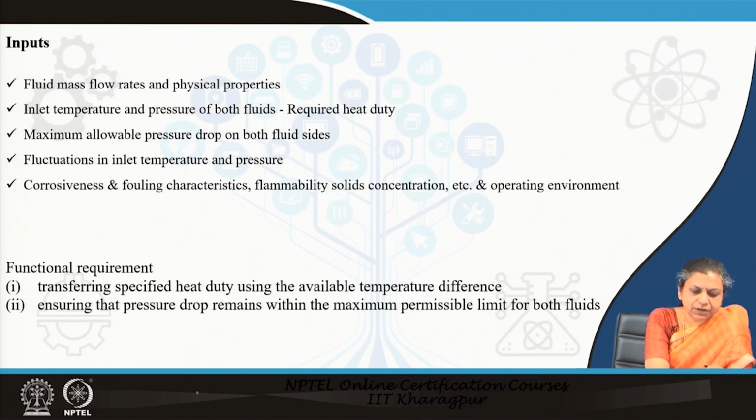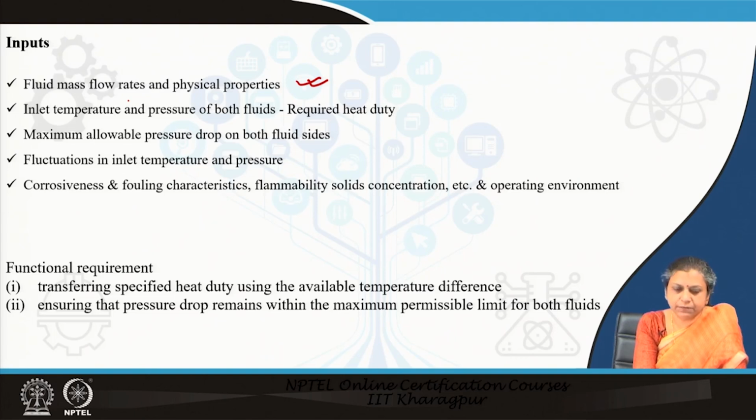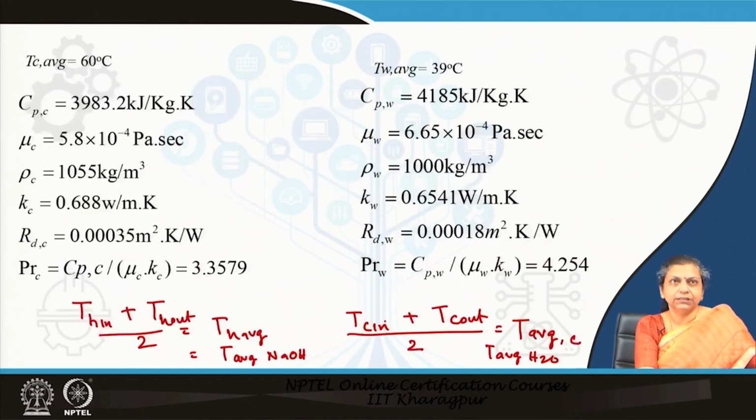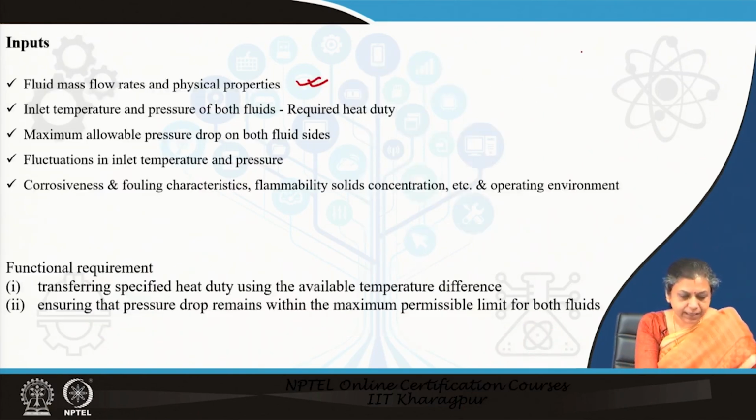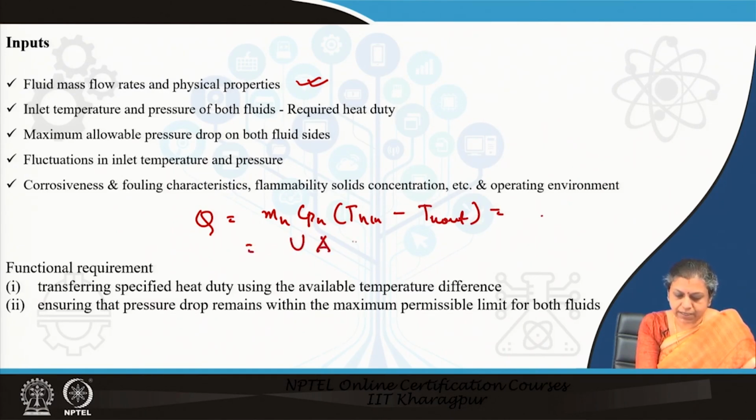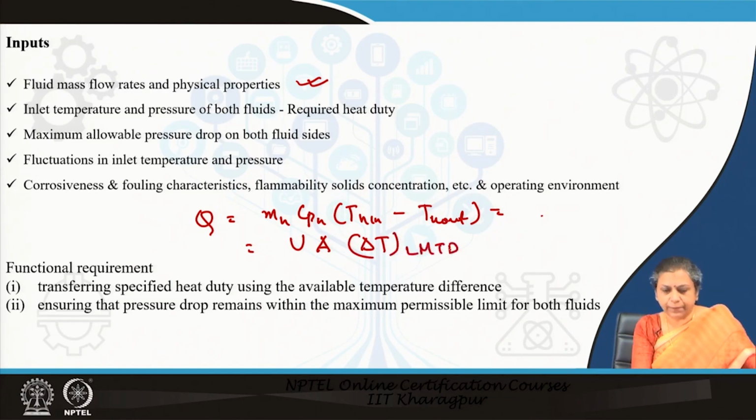Now, number one is fluid mass flow rate and physical properties. You know the mass flow rates you will be requiring for the heat balance equation. Physical properties, apart from Cp, you need the other properties. If you remember that in the last class it was told to you that Q, I will be writing it here, that Q equals mH Cph (Th in minus Th out). Same way mC Cpc (Tc out minus Tc in), this equals UA, an effective temperature which we take as the log mean temperature difference.